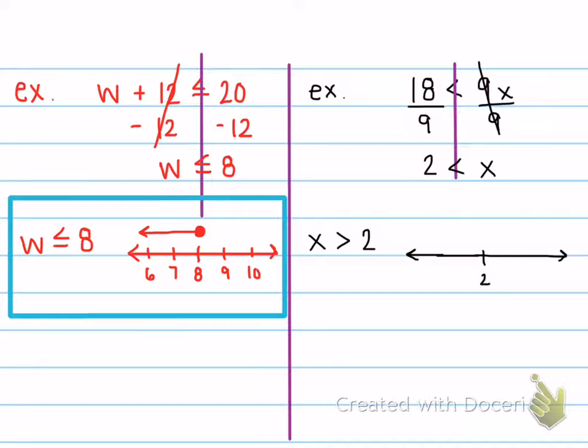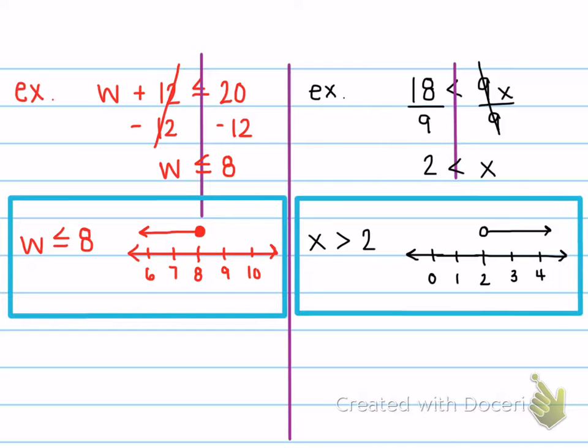I have the 2 in the middle, 2 bigger numbers to the right, 3 and 4, 2 smaller numbers to the left, 1 and 0. I check if it's going to be open or closed. In this case, because it's not equal to, I know it's going to be open. And it says x is greater than, so my arrow will go to the right because those show numbers that are greater than. Again, you need to make sure you have all of this for your solution.